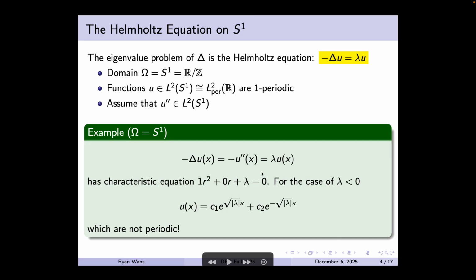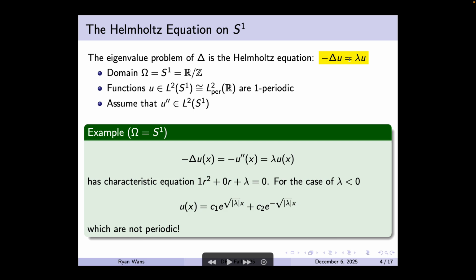Okay, so I'll just jump into the case of S1. This is the actual Helmholtz equation, which is the eigenvalue problem, which is probably familiar from linear algebra. In the case of S1, which is just R mod Z, all of our functions are one periodic. And we're just going to assume, again, we're in some sort of a Sobolev space, so our output function is also in L2 of S1.